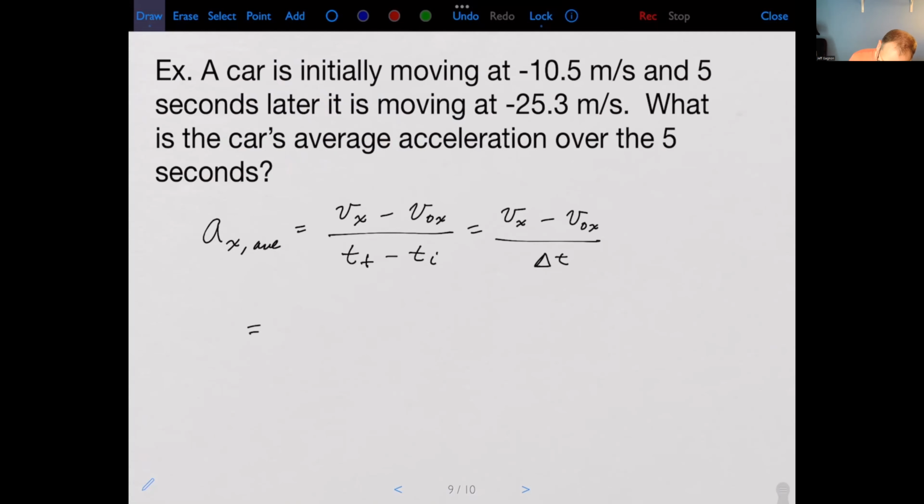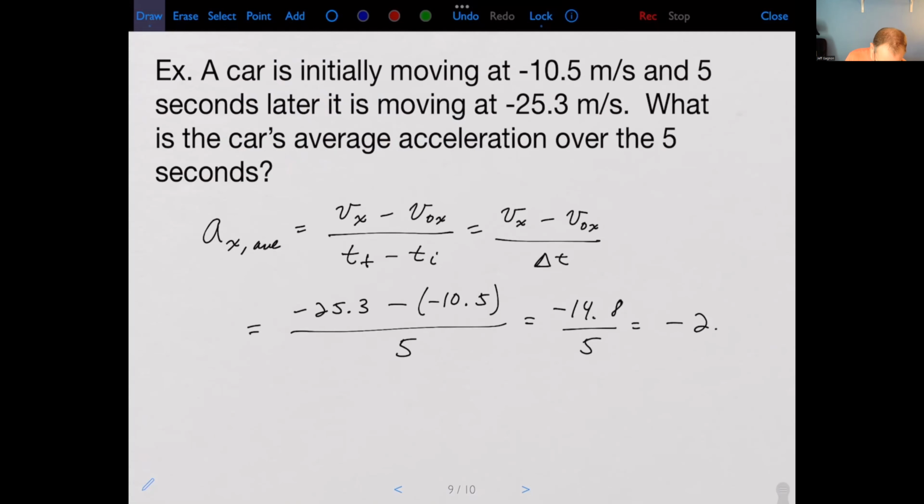So now if I plug in, what is my final velocity? Well, my final velocity is negative 25.3 minus my initial velocity, v naught x, is negative 10.5. And then my final time minus initial time, or my delta t, is 5 seconds. Right? It's over a 5-second interval. So again, if you work this out, this is negative 14.8 divided by 5, which is going to be negative 2.96 meters per second squared.